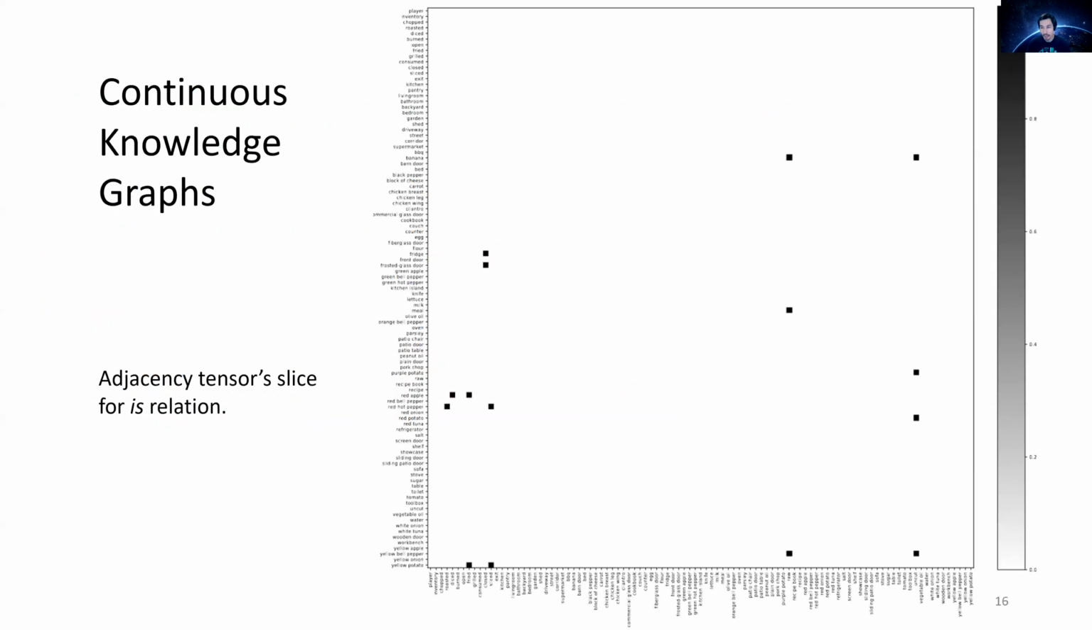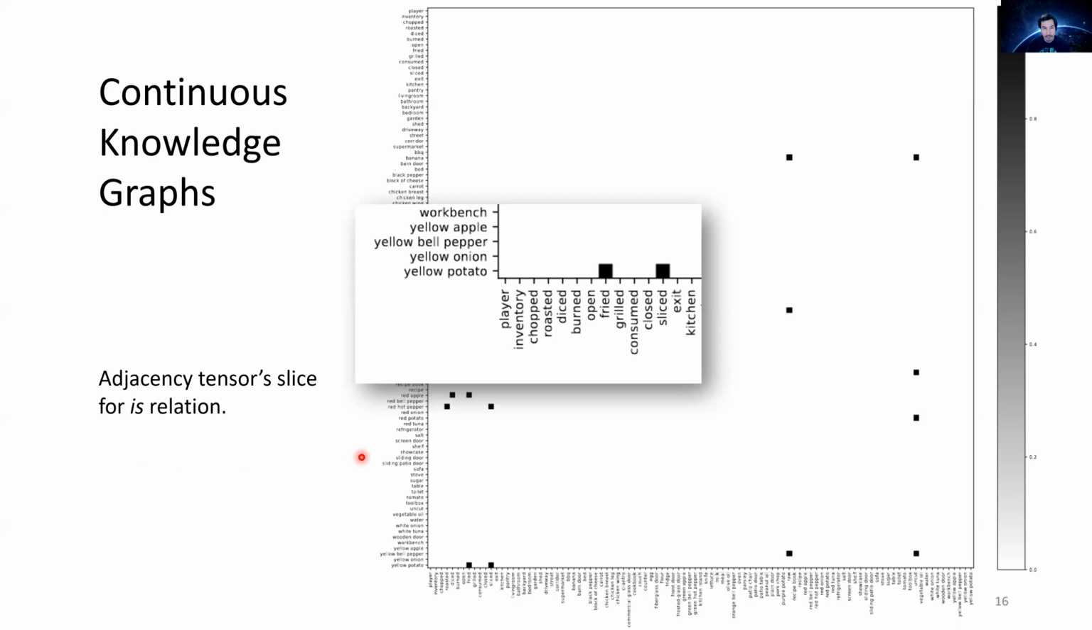And one more style of knowledge graph, which was explored by my colleagues at Microsoft Research, uses a continuous representation tensor to encode the knowledge rather than having the discrete triples that were previously described. So what we can see here in this picture, which I know is not very readable, is an adjacency matrix for the is relation. And we can interpret this by zooming in. And we can see that the yellow potato can be interpreted as fried and sliced through this graph representation.